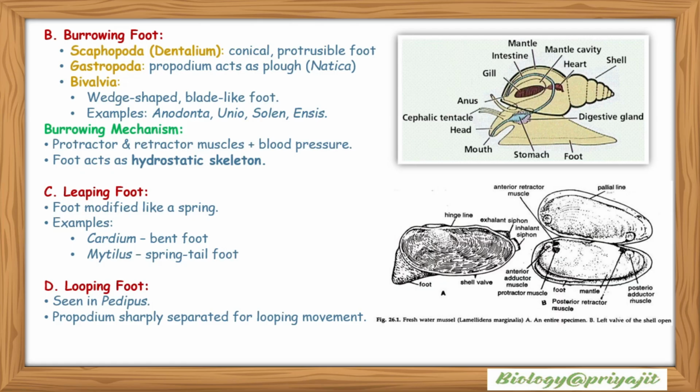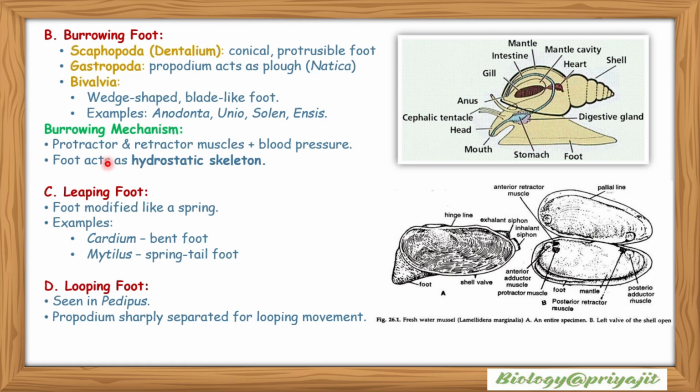Burrowing foot. Scaphopoda, the example is Dentalium. They have a conical protrusible foot, and in gastropods, they have a propodium which acts as a plow such as in Natica. Bivalvia, their wedge-shaped blade-like foot. Examples include Anodonta, Unio, this is the Unio or Lamellidens marginalis, Solen, Ensis, etc.